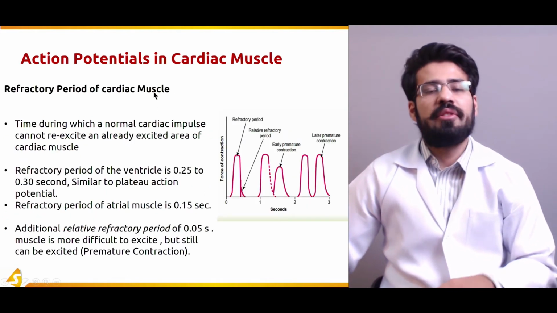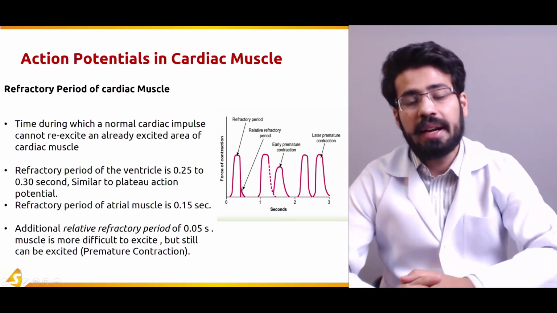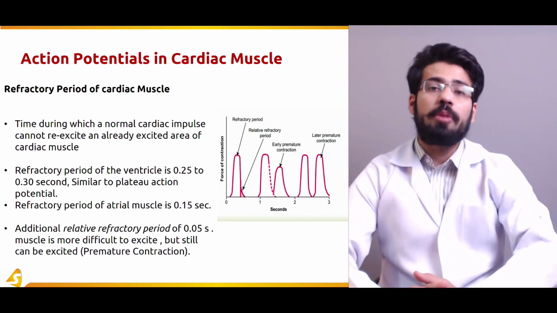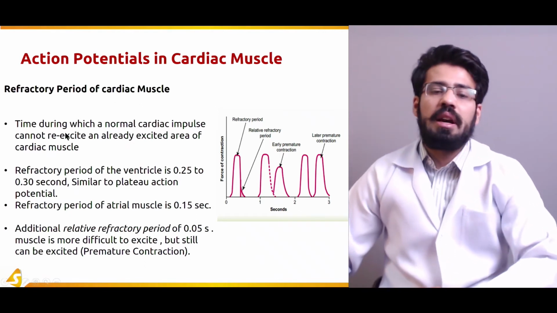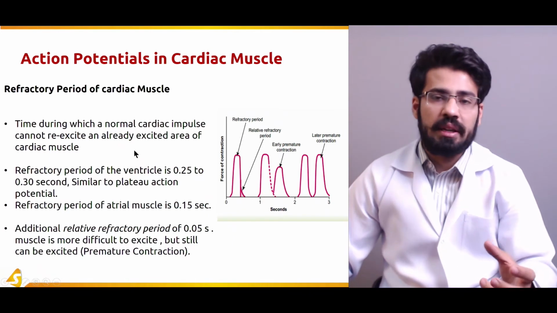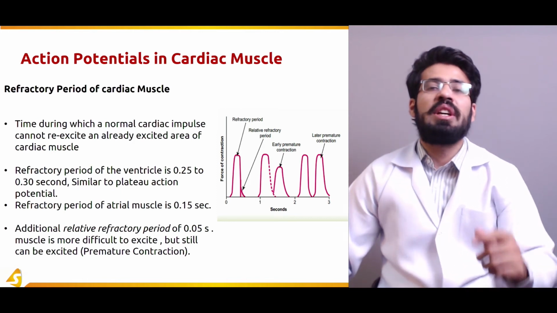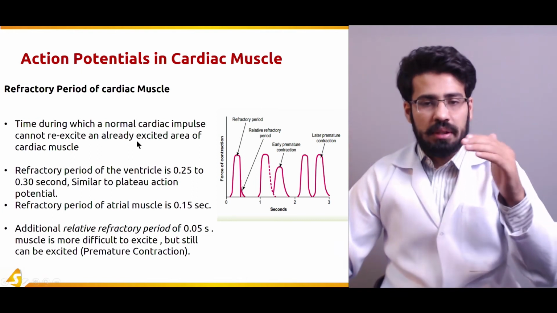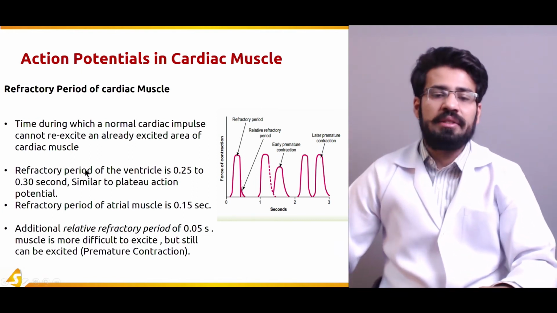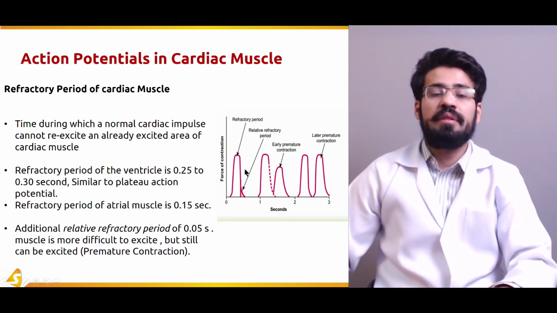Now let's move towards the refractory period of the cardiac muscles. The refractory period, as the name indicates, is the time during which a normal cardiac muscle cannot be re-excited. This means that a cardiac muscle has been excited, it is being de-excited, and there is a very small time frame in which the excited muscle cannot be re-excited, because it is being de-excited very slowly. This peak shows the refractory period, and the refractory period of the ventricle is 0.25 to 0.3 seconds.